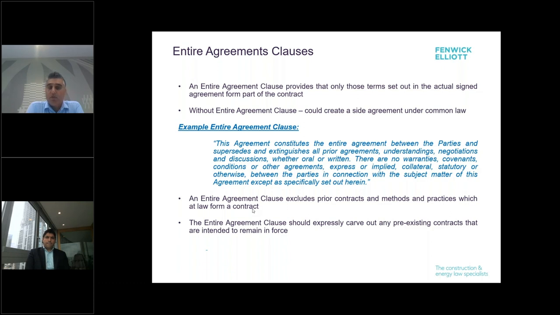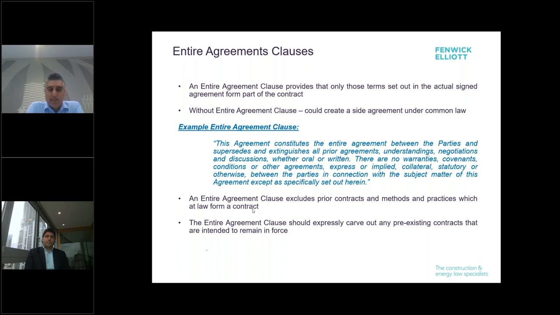An entire agreement clause provides that the agreement is limited to material referred to in the contract, thus excluding prior contracts, which could include things like letters of intent, excluding informal or formal arrangements, informal working arrangements which themselves might give rise to a legal relationship intentionally or unintentionally before the contract was signed, excluding understandings and implied contracts, and also excluding prior methods or practices which at law would form a contract, i.e. something that might happen through the course of dealings between the parties.